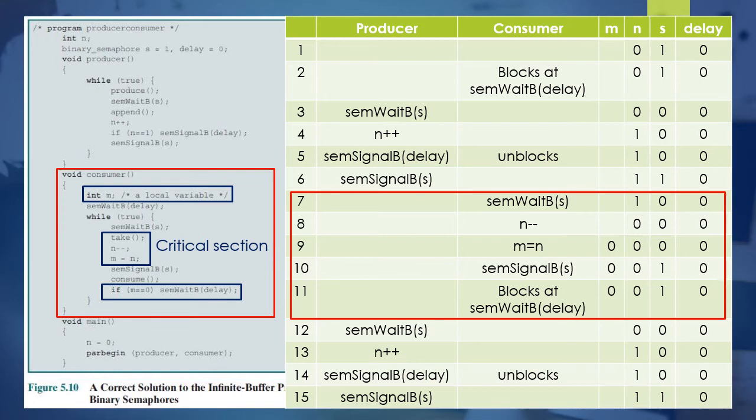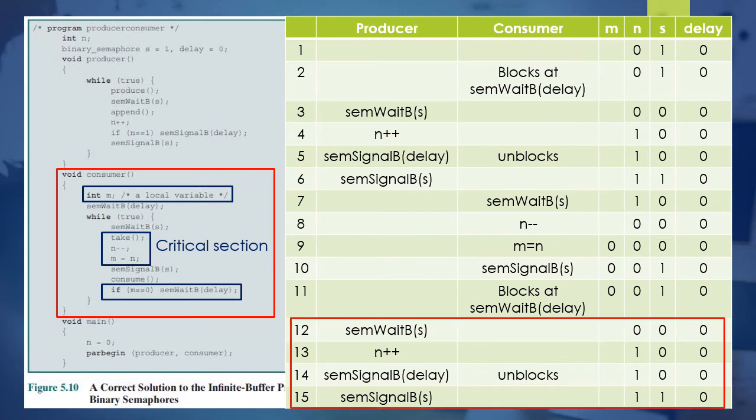After coming out of the critical section, since m equals 0, the consumer issues a sem wait B on delay and blocks. A producer comes in, acquires mutual exclusion, appends an item to the buffer, and increments n. Since n equals 1, the producer issues a sem signal B on delay to unblock any waiting consumer. Now the solution works fine without any deadlock. If you don't believe it, carry the parallel trace on and finally you will convince yourself.